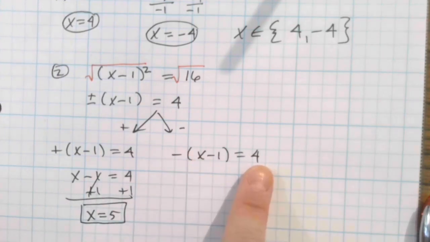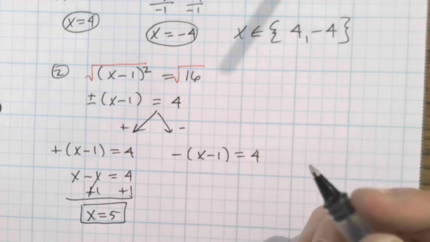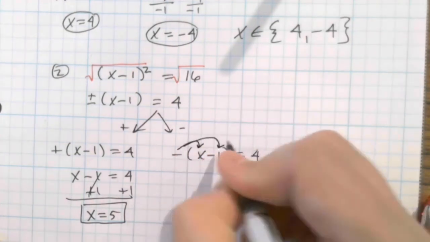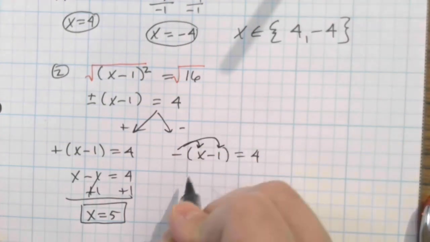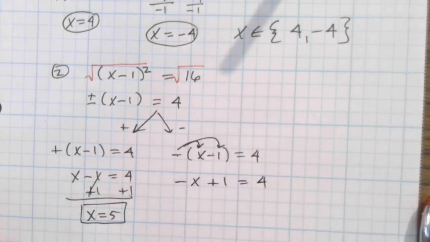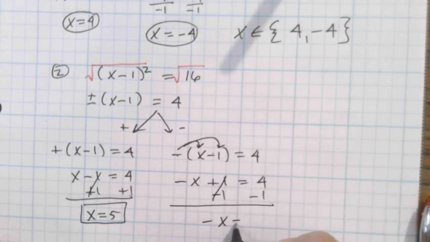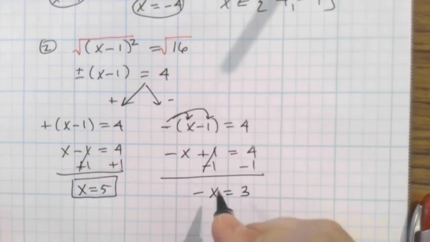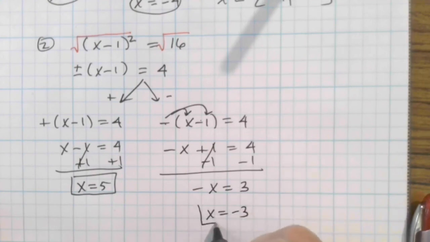Okay, on the right, you have a choice. You can move the negative or you can distribute. I'm going to distribute just to show you maybe a different way to look at it. Negative times x is negative x. Negative times a negative is a positive 1. We're going to subtract 1 from both sides. You get negative x equals 3. So x equals negative 3.